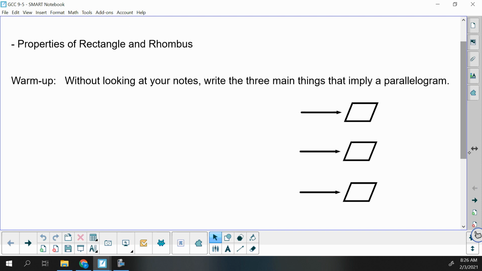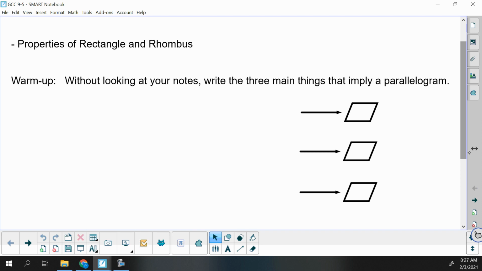And for your warm-up, I want you to try without looking at your sheet, see if you can write our 3 big reasons that imply parallelogram. We have more than 3, but there's 3 ones that come up most frequently in proofs. So go ahead, pause the video now so you can take a second to write those 3 down. And when it pops up, it'll ask for your answers.